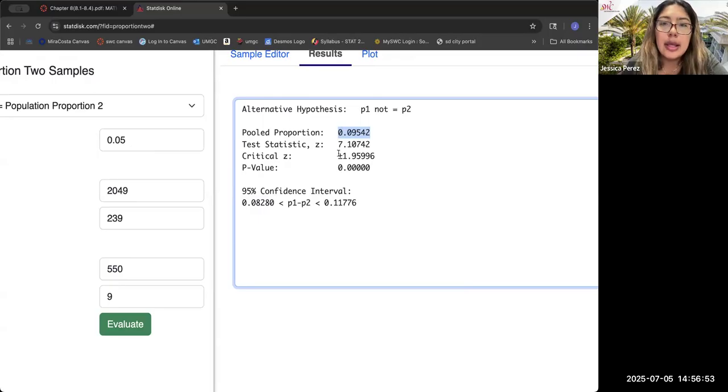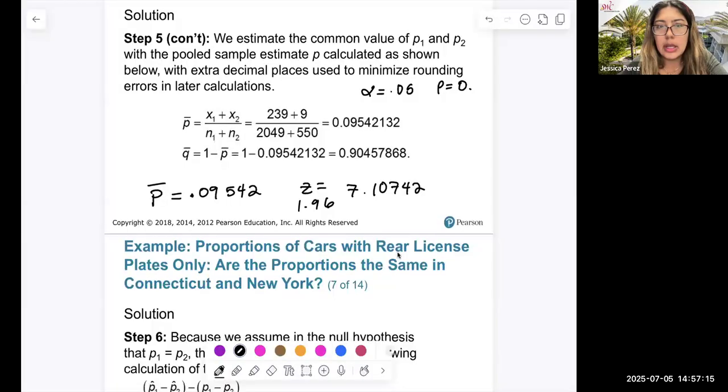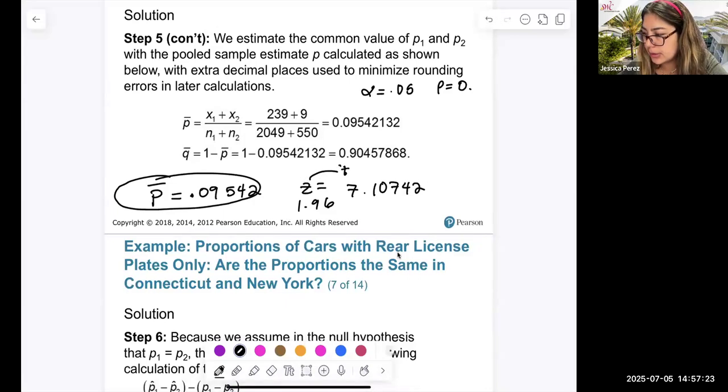We know that. There's our critical Z value, and there's our P value, 0. Alpha is 0.05, and the P value is 0. Well, what do we know about alpha? So let's go back now that we wrote everything down. There's our pool, there is our Z statistic, and then here's our critical value.